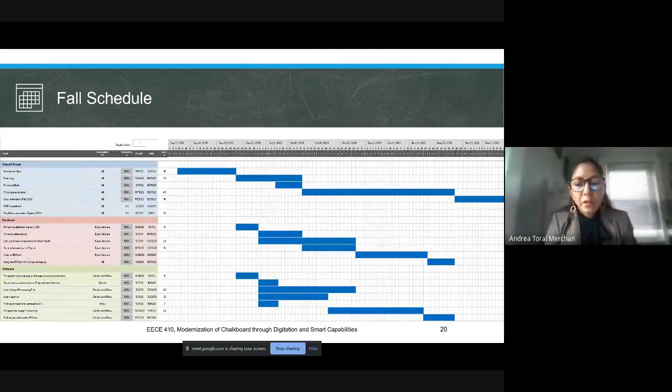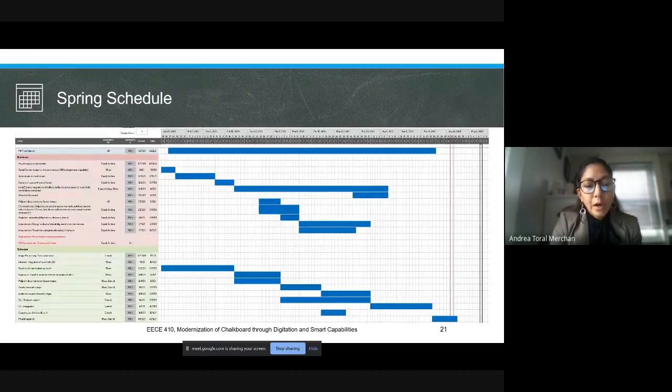Here we can see our fall semester project timeline. The team worked on creating a 1x1 mesh, image processing, and mouse movement. Next. For our spring semester project timeline, we expanded to a 2x3 mesh, worked on the GUI, and also worked on touch interaction.